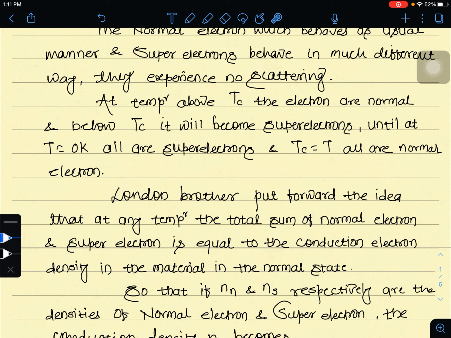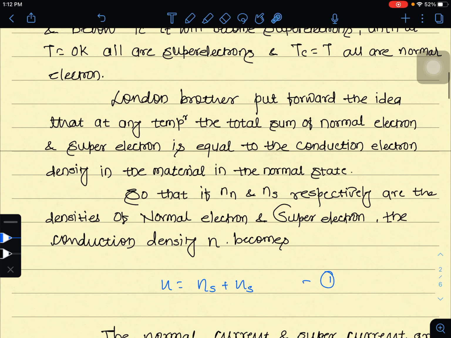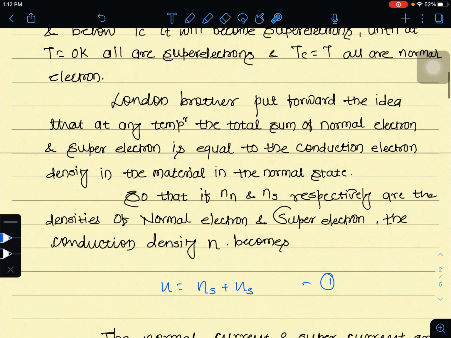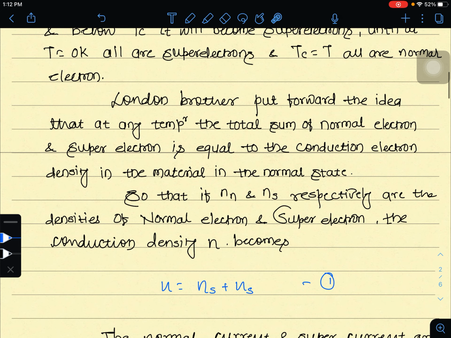This idea was put forward by the London brothers. They assumed that the total sum of the normal electrons and the super electrons is equal to the conduction electron density.